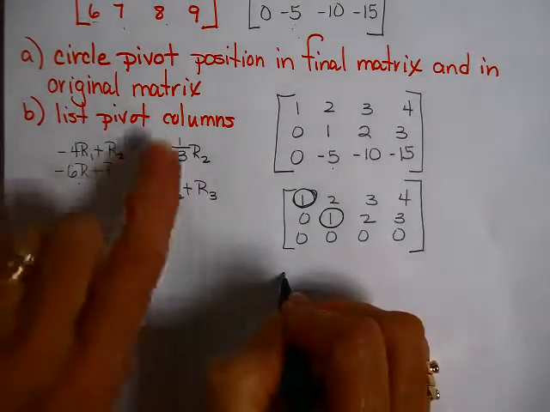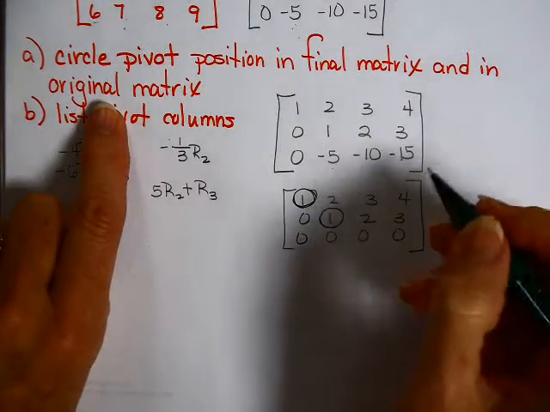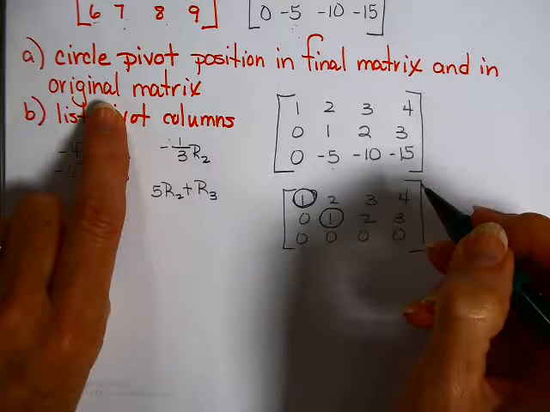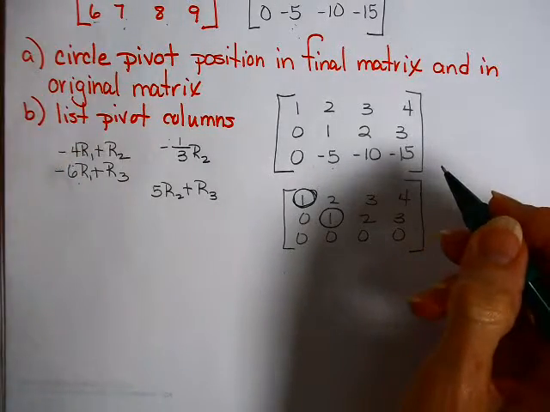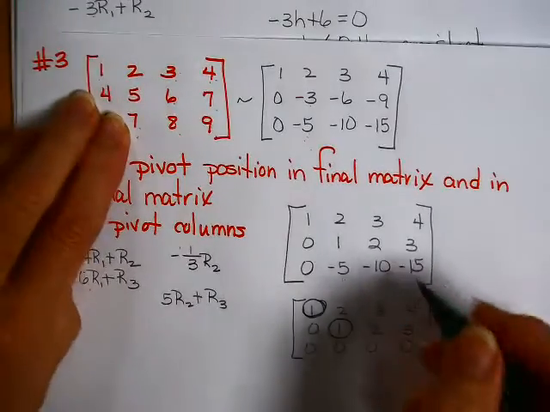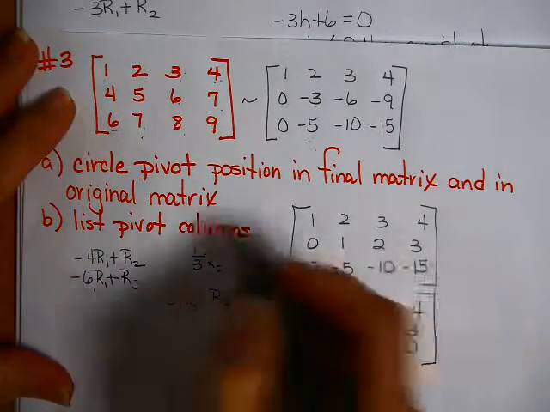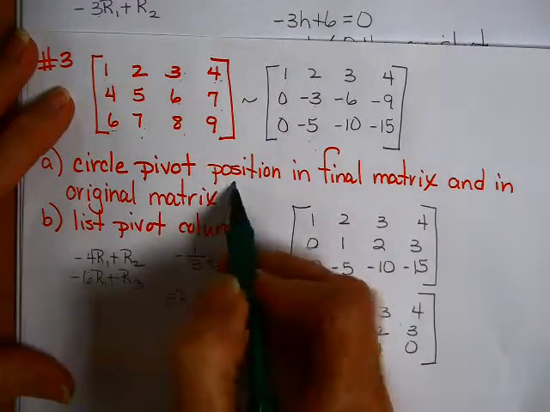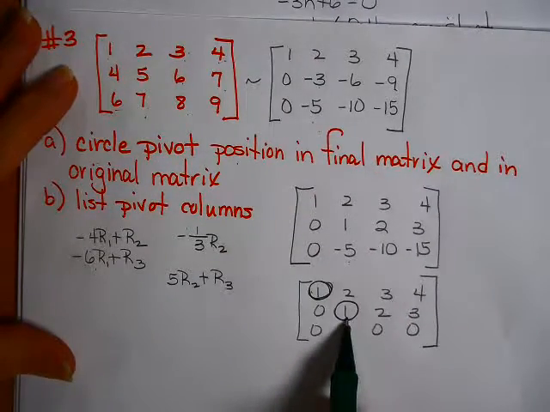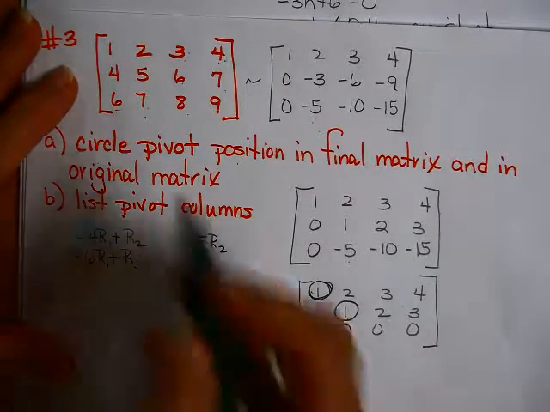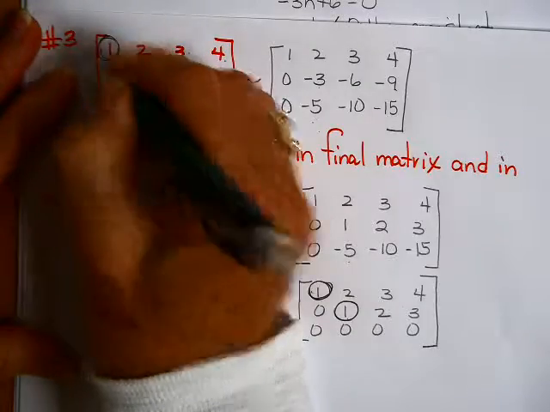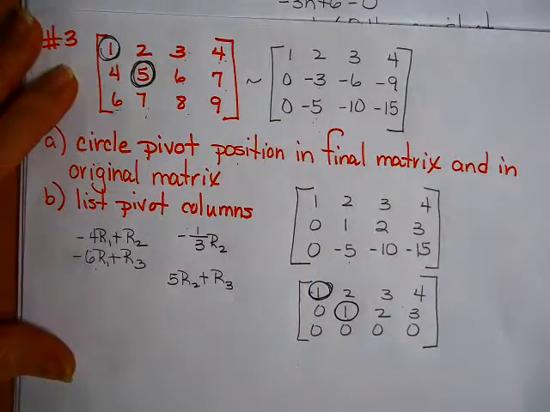So my pivot is 1 and 5? Pardon? 1 and 5. Oh, yeah, you were going back to the original. Yeah, because they want me to circle in the original matrix. I have to circle the pivot position in my final matrix. There are my pivot positions here. Circle the pivots in the pivot positions in the original matrix.